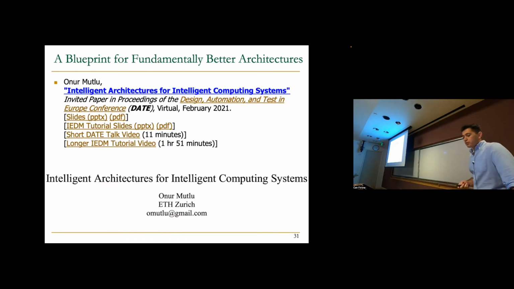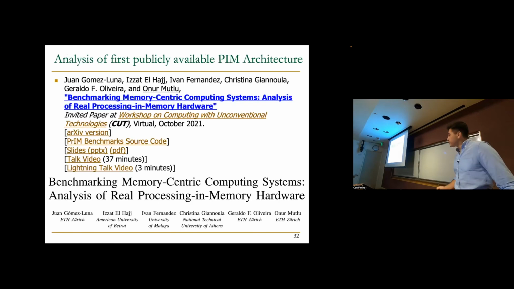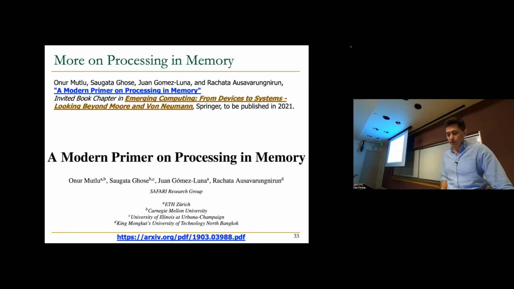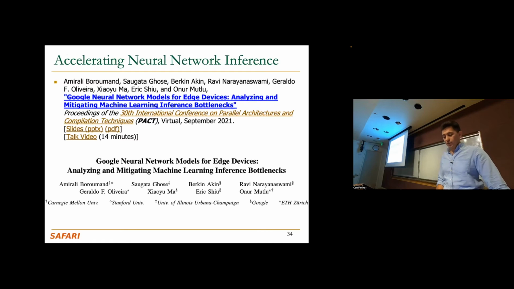In general, we believe that emerging technologies can play a pivotal role for many applications, and one of these applications is, of course, genomics related applications. If you want to learn more about these emerging technologies, you can take a look at this paper. This is the first analysis of the first commercially available processing in memory technology. And this is more about processing in memory and accelerating important applications.